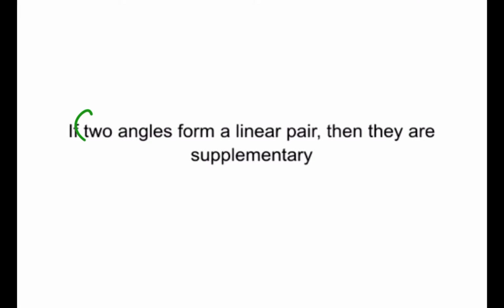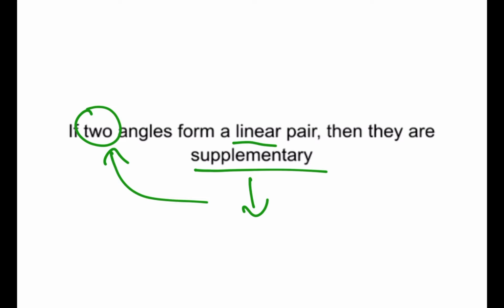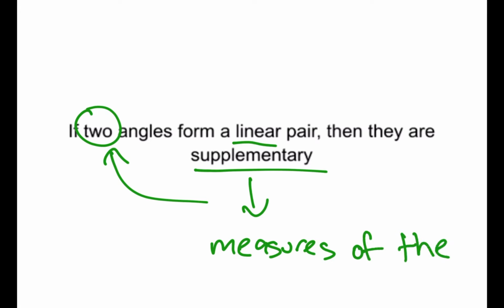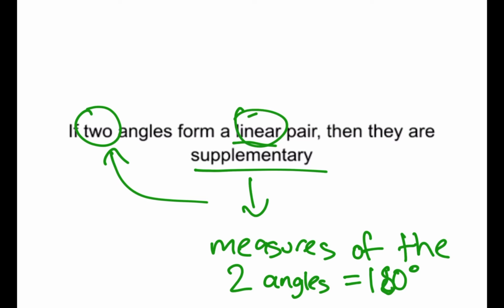We know that two angles need to form a pair, because it's the pair theorem, and they need to be linear. They also form a supplementary. Supplementary just means that, in this case, the measures of the two angles are going to add up to 180 degrees. And the word linear just means that it's on a straight line.